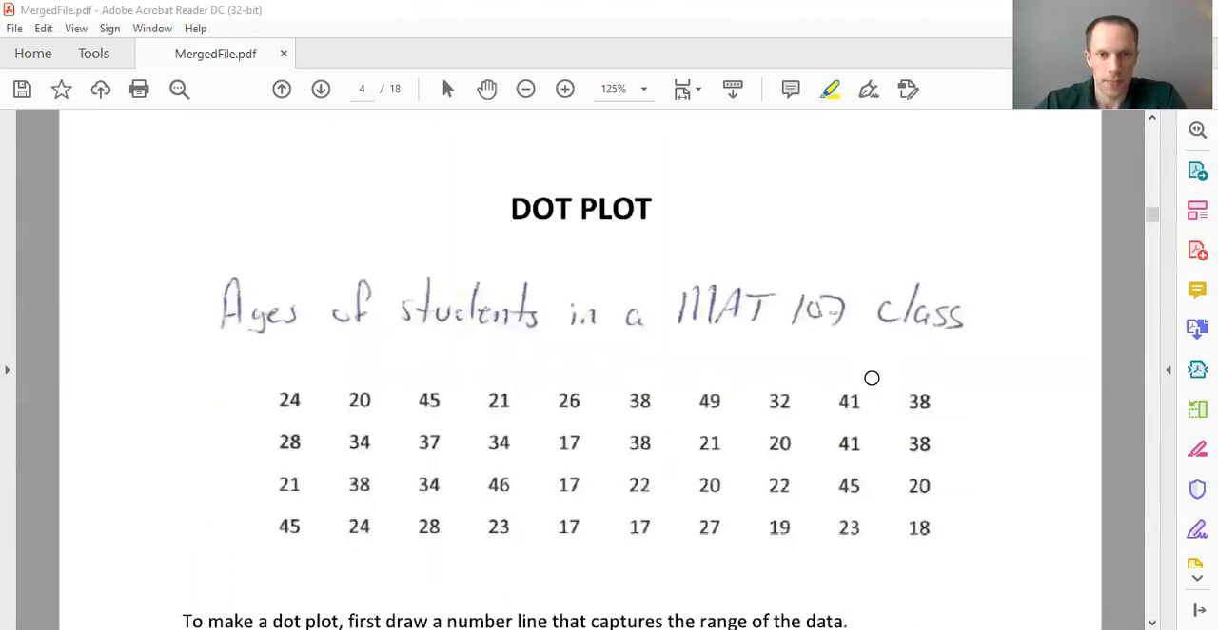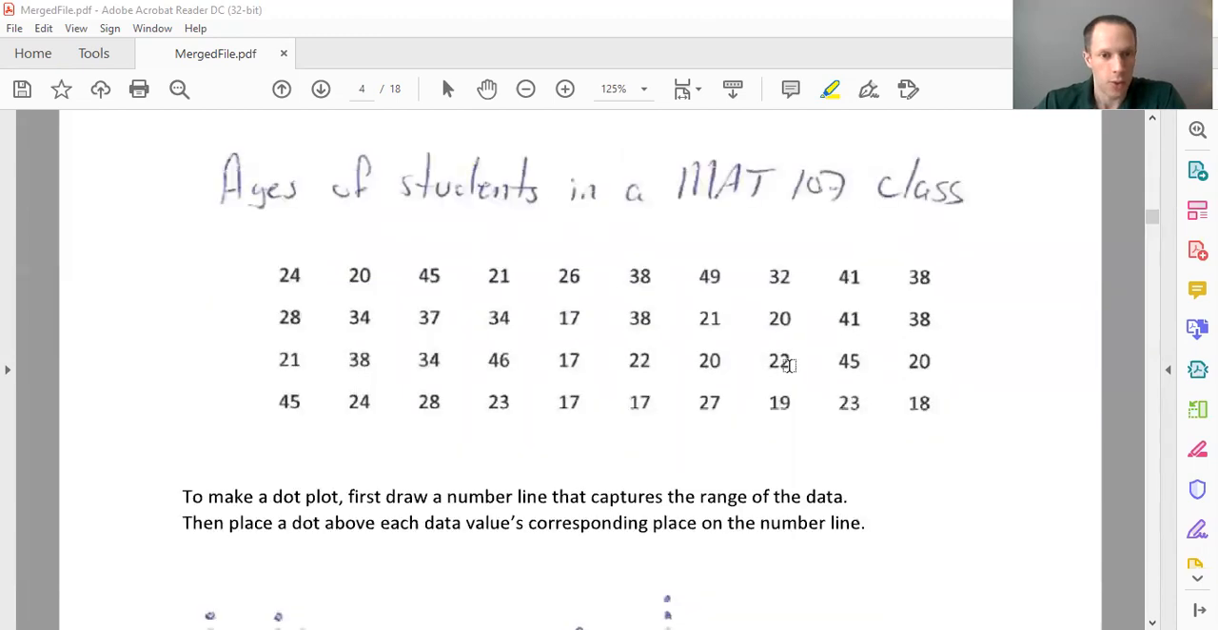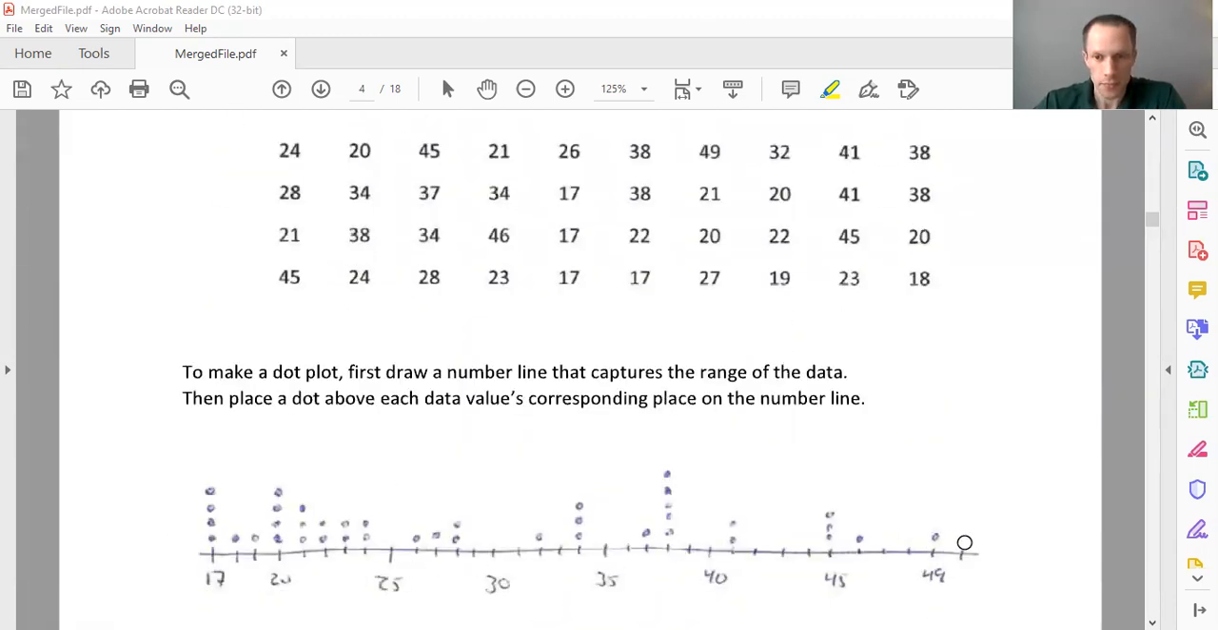A dot plot. To make a dot plot, all you're going to do is draw a number line, and every time a number shows up in the data, you just put a dot. So the number 24 is the first number in the list, so I go find 24 on my number line and I put a dot. And then the number 28 is in the list, so I would go to 28 and I would put a dot. Then 21 is in the list, so I put a dot. If a number shows up a second time, just put another dot above it. If it shows up a third time, put a third dot above that number.